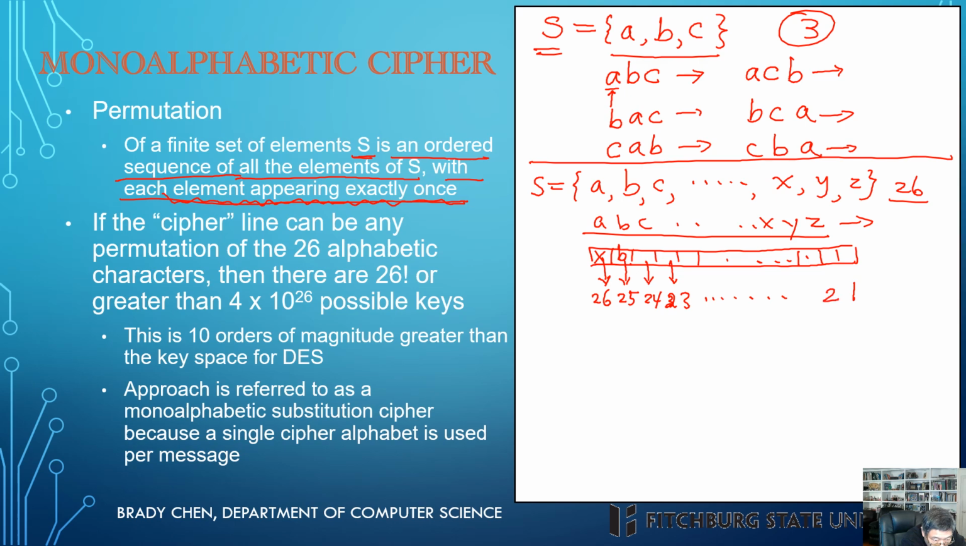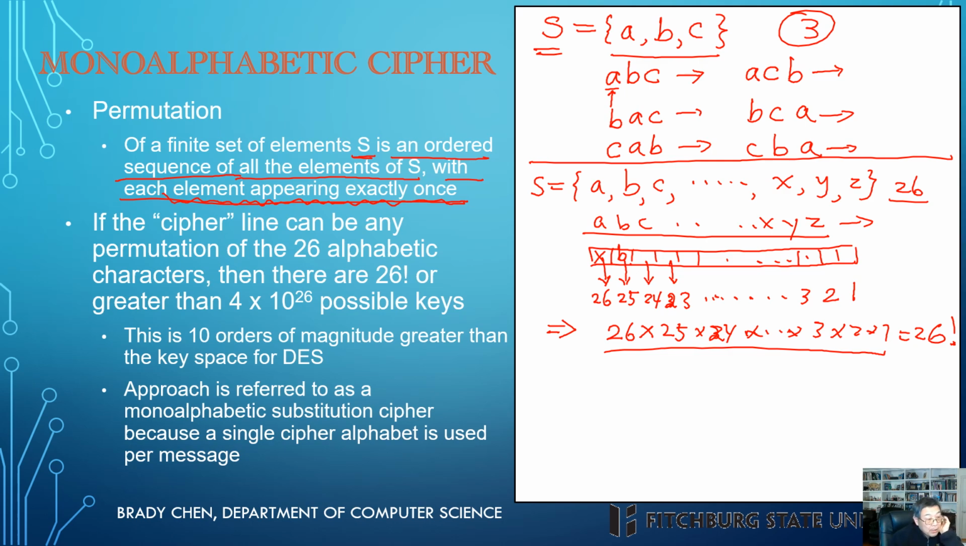So this is 2, this is 3. Now how many total permutations may we have? The first one we have 26. Once it's selected, we have 25, 24, and so on. What is this number? That's 26 factorial.